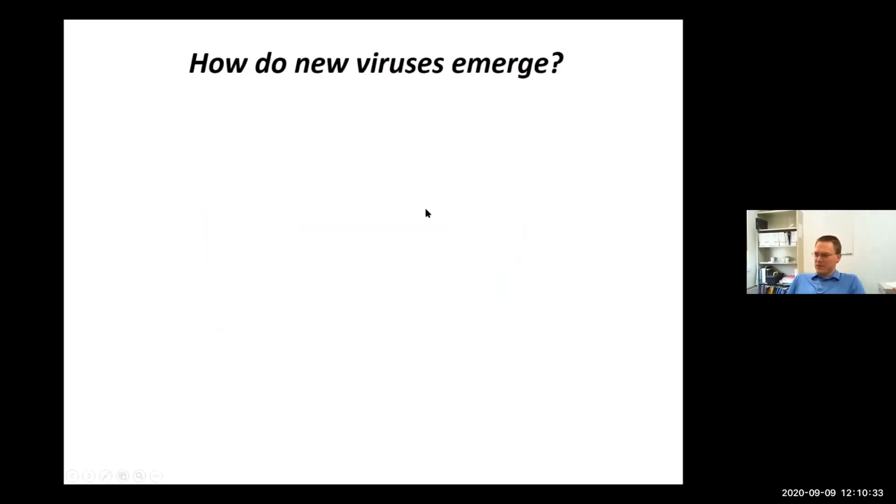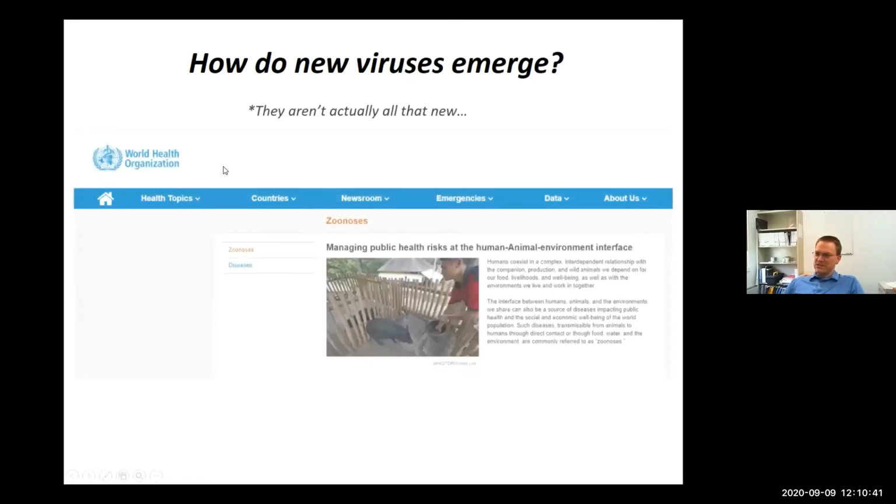But the question a lot of people have is, how do new viruses emerge like this, whether it's Ebola virus or other things like that? And the basic answer is that they aren't really new viruses. What we have is that all multicellular things, in this case all animals and many plants, have viruses that are in them.